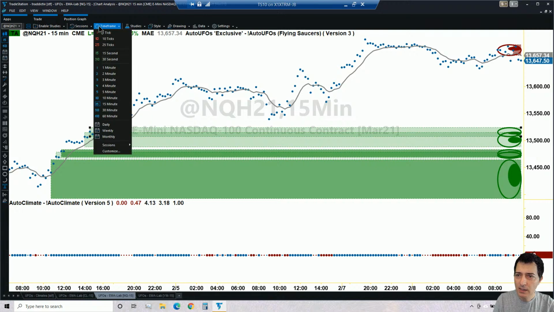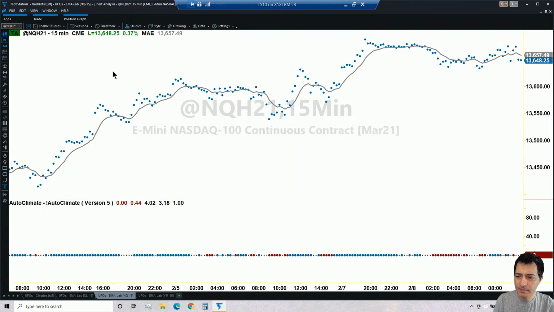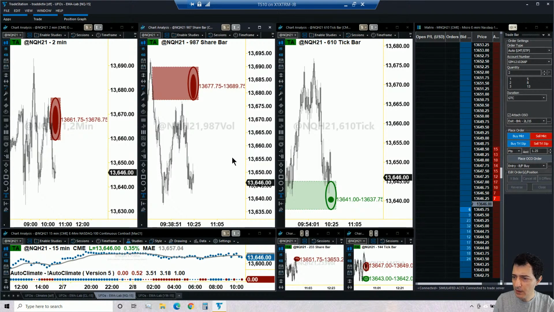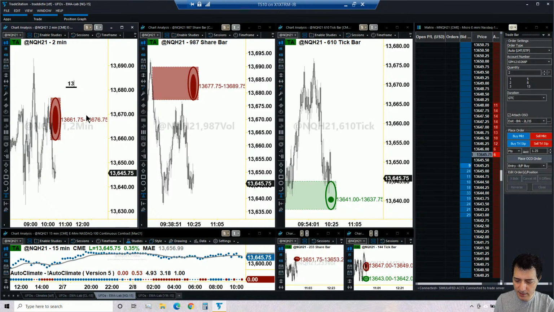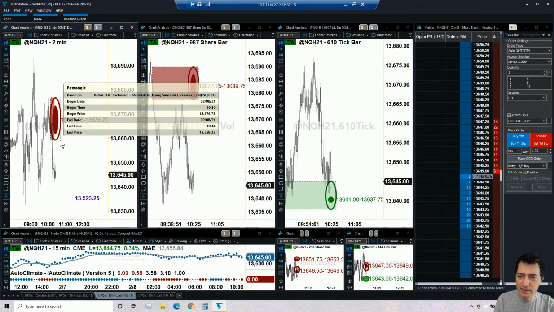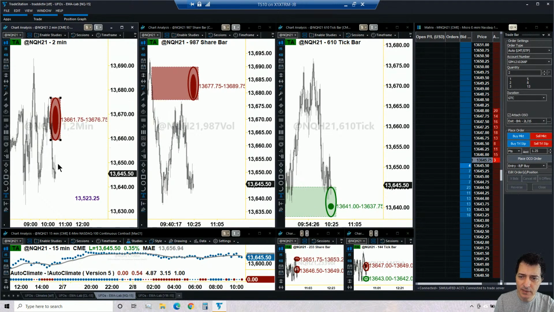So 523.25. Here we go. I'm just going to write it down here so I don't forget. 13,523.25. This is going to be our final target all the way down there. And the entry is going to be that UFO located at 659.25 with a stop above 676.75, which is going to be 677, a round number. Okay, so 659.25. Let me write it down as well.